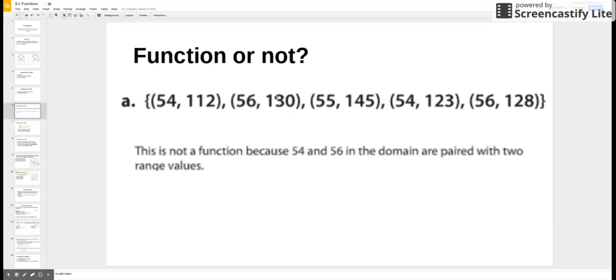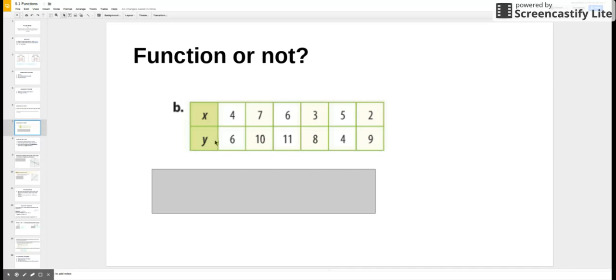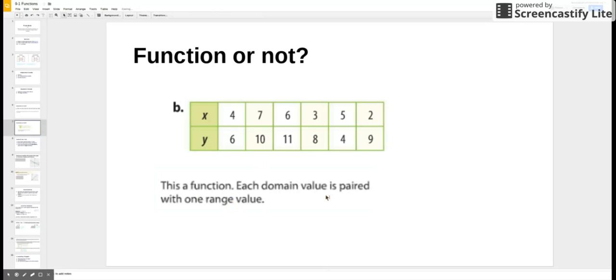You have 56 here that's paired with 130 and 56 here that's paired with 128. So that also makes this not a function. So this is not an example of a function. Here we have x's, these are your domains, and your y's, these are your ranges. Let's see, if we scan through, it looks like there's a different domain for each, so this is a function. Each domain value is paired with one range value.